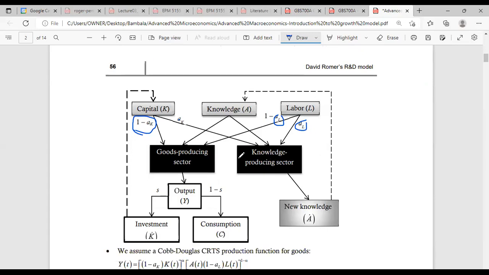So our first move was to take capital to the knowledge sector. So we're prioritizing our knowledge sector. Why? Because it is research and development, and you need knowledge for research and development. So we are taking part of capital to knowledge, and part of labor to knowledge. Then what remains is what we take now to produce goods.